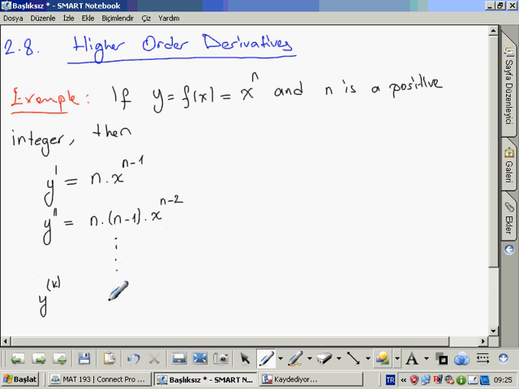And after that we can say y to the k, which means the kth derivative of y, equals n times n minus 1 times n minus 2 times, and it goes like that, times n minus k minus 1, times x to the power of n minus k, if k is less than n.